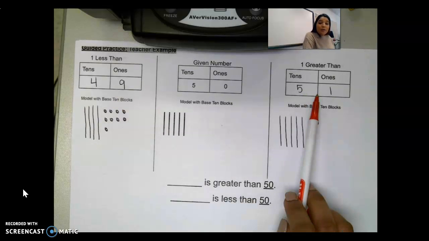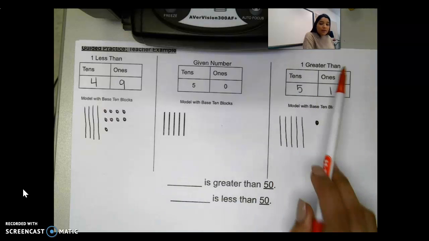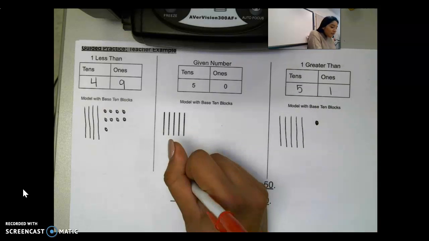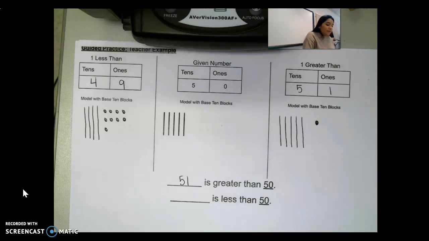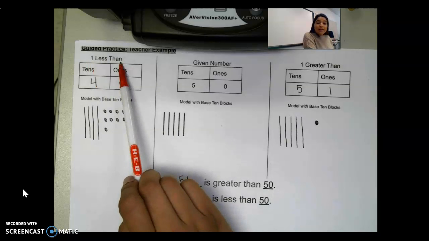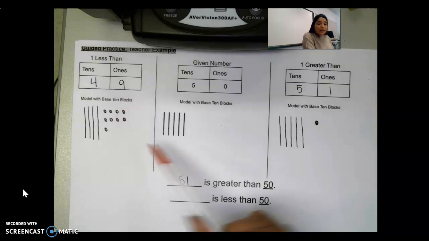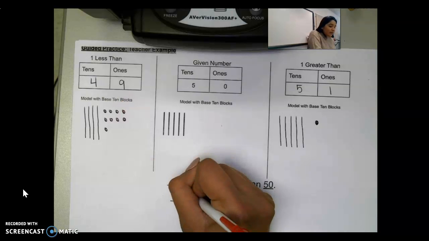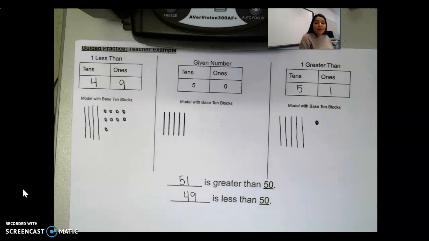Yes, our 1 more, our 1 greater than. So 51 is greater than 50. Now what number is less than 50? Ding ding, the 1 less than. The number 49 is less than 50. So we're going to put 49. So 51 is greater than 50 and 49 is less than 50.